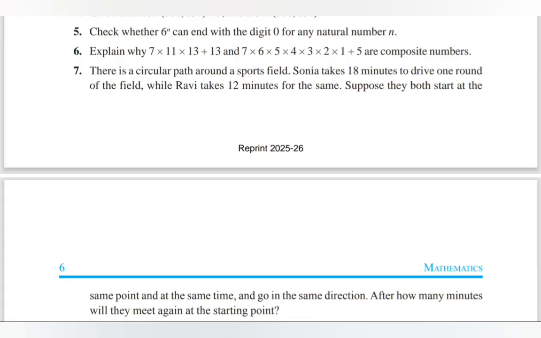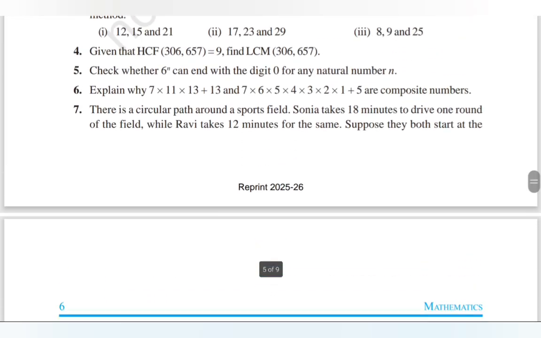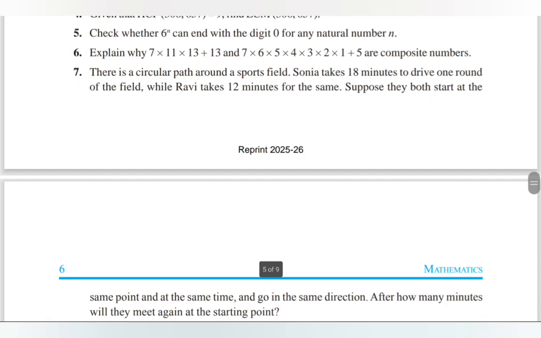Here there are two characters, Ravi and Sonia. So there is a circular path. First, here is Ravi, and here is Sonia, both at the same point. Ravi and Sonia, both at the same point.